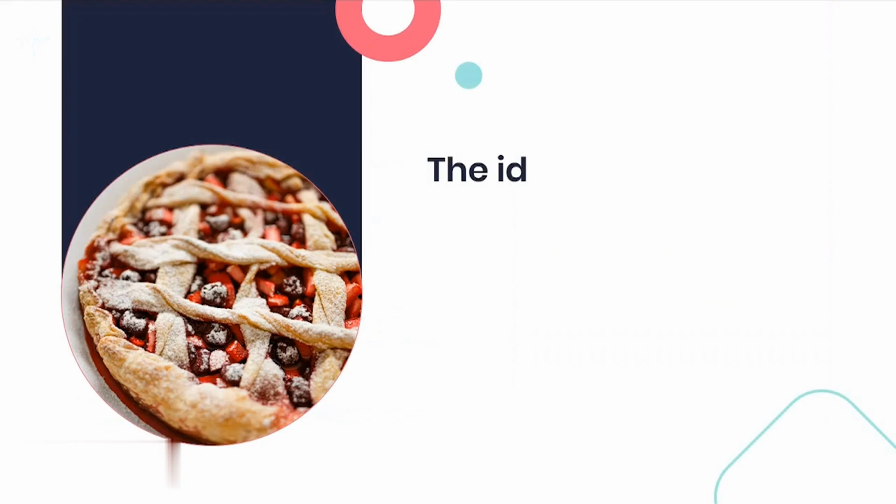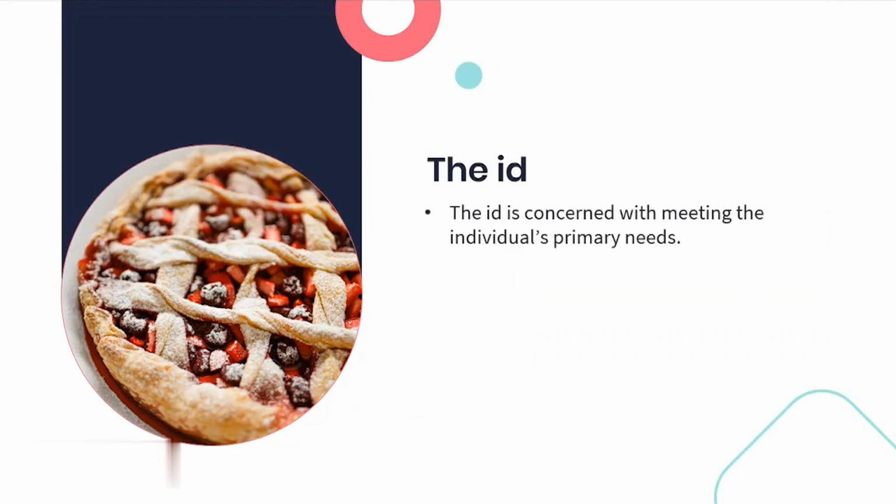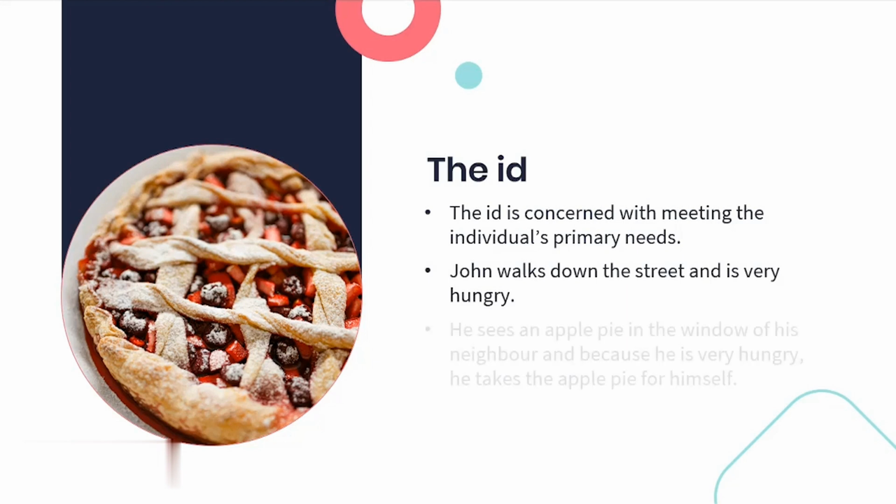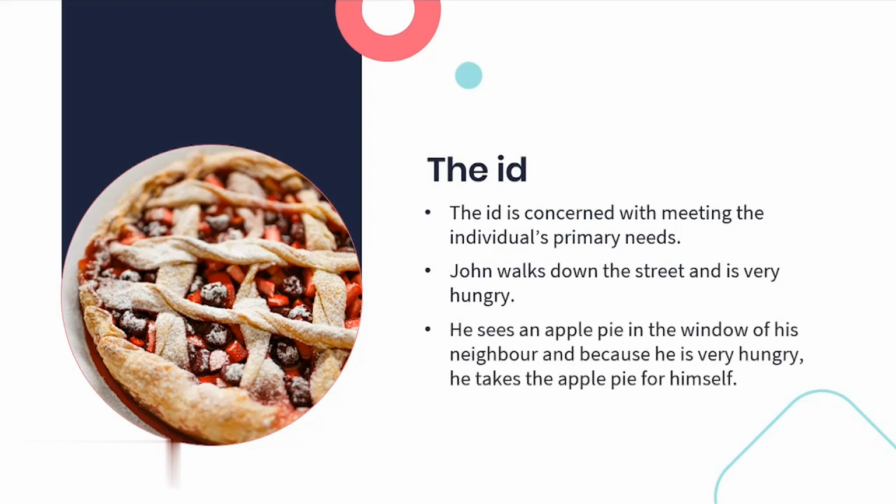Let me provide you with examples concerning the id, the ego, and the superego. Remember that the id is concerned with primary needs or urges, and its main aim is to satisfy such urges. An example of operating from the id's perspective is that John walks down the street and John is very hungry. He sees that his neighbor has an apple pie cooling in the window. He only has an id, and because he's very hungry, he takes the apple pie for himself.